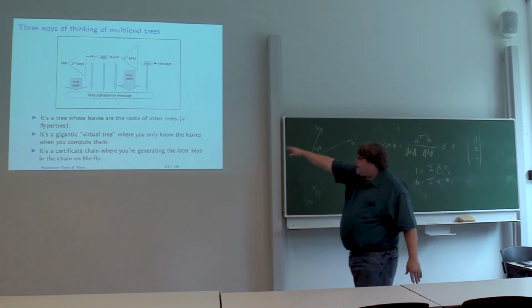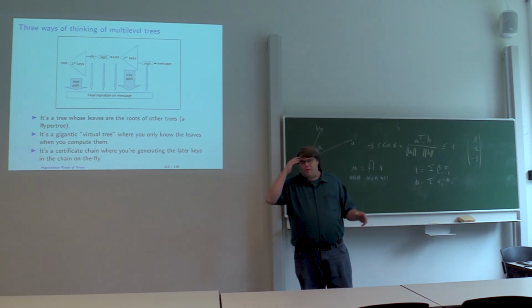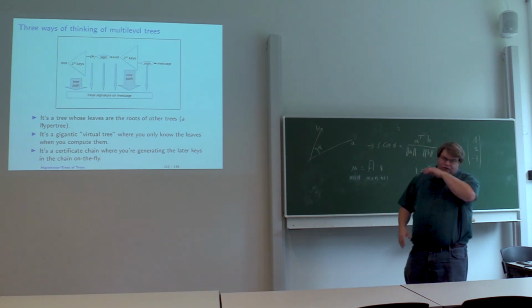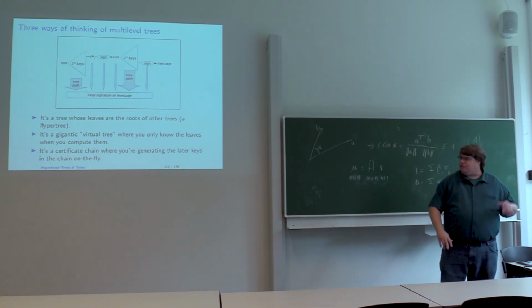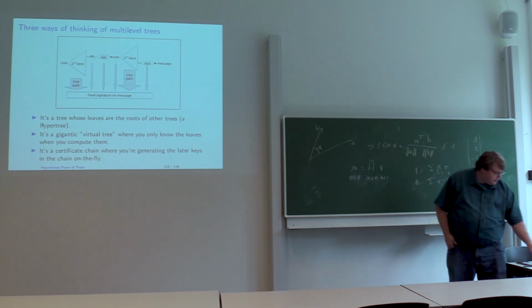But these are 3 kind of equivalent ways of thinking about it, and at different times each one of these is a better way of thinking about this scheme. But it's all of these, right? It's a virtual giant tree, and it's a hypertree, and it's a certificate chain. And I think it also is a floor wax or something.